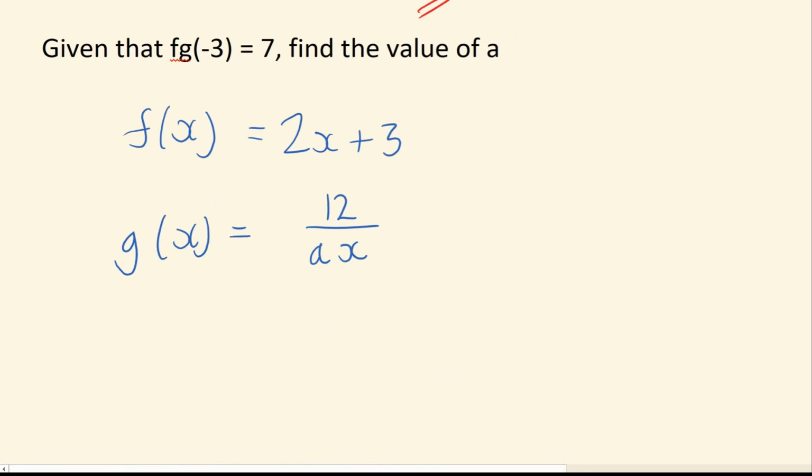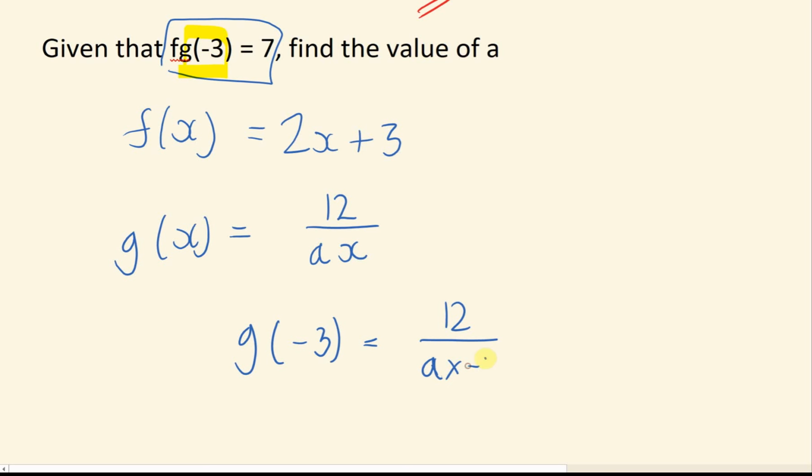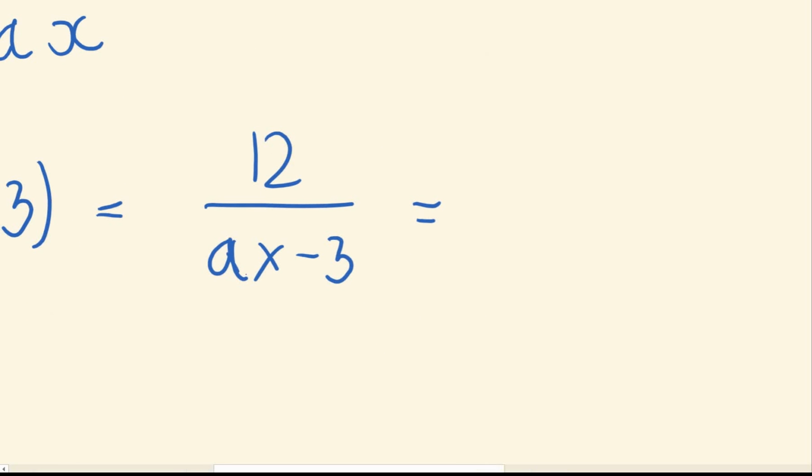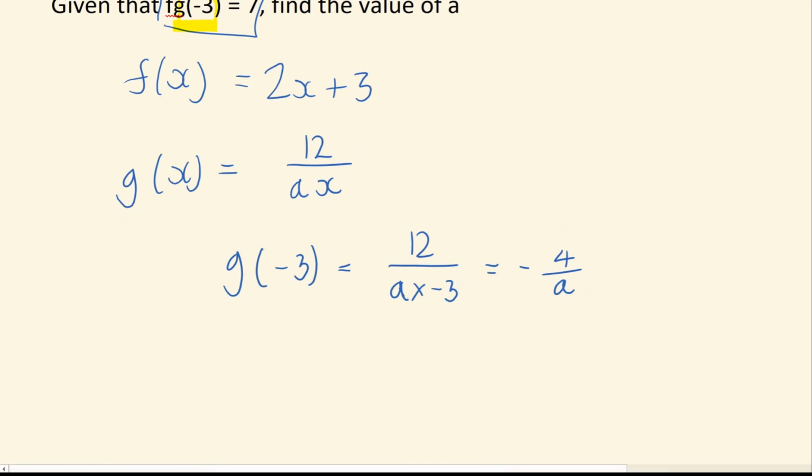This can get slightly harder if we use a compound function, but the principle applies the same. So here we are told that fg of 3 equals minus 7. So just like the previous example, I'm going to work out g of minus 3 first. That is going to be 12 over a times minus 3. Okay. This we can simplify down. We know if we do 12 over minus 3, that will just give us minus 4. So this will equal minus 4 over a. Okay, we've worked out that g of minus 3 is minus 4 over a.